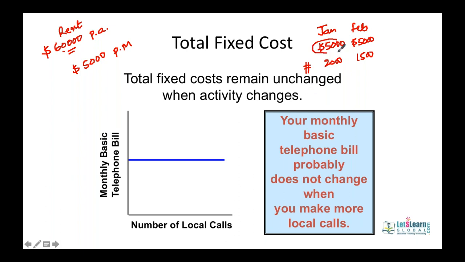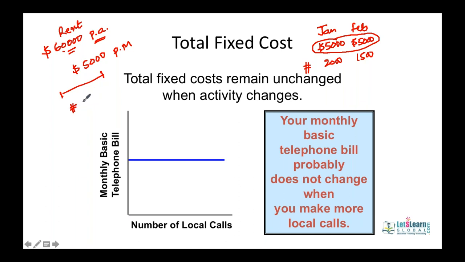Fixed cost as an amount is constant, but it is not constant forever. It is constant within a relevant range. Relevant range means, like, per year, per annum. So next year rent may be 62,000 or 65,000. For this year, it is constant. That's called relevant range. The relevant range can be a time period or a production capacity.